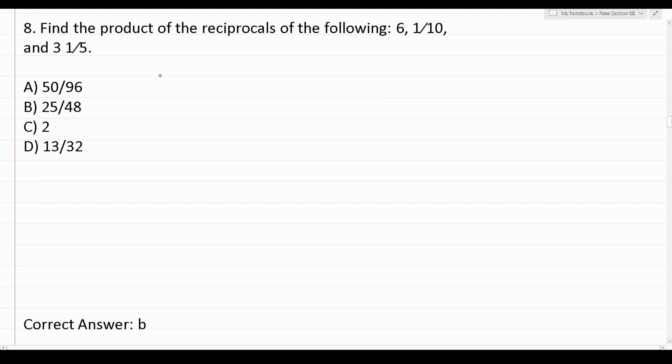All right, so number 8 here says, find the product of the reciprocals of the following. We have 6, 1/10, and 3 1/5. And we want to find the product of the reciprocals. Well, first we have to know what a reciprocal is. And a reciprocal means simply exchange your numerator and your denominator.